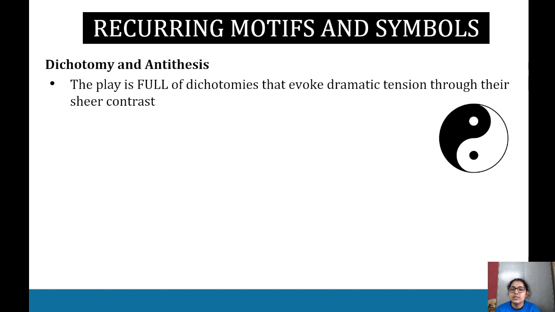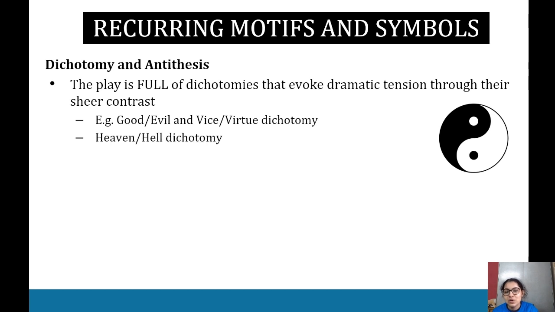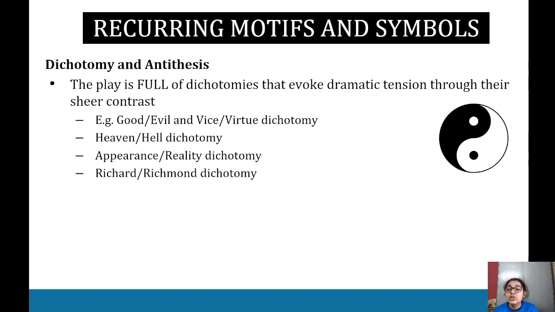Now, dichotomy and antithesis. This play is full of dichotomies that evoke dramatic tension through their sheer contrast. So good and evil, and vice and virtue dichotomy. There's also the heaven and hell dichotomy, appearance versus reality, Richard versus Richmond. So Richmond is like a foil for Richard.